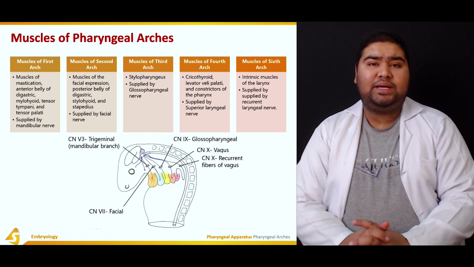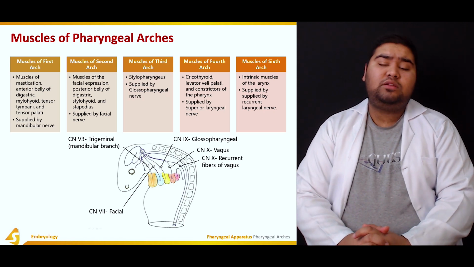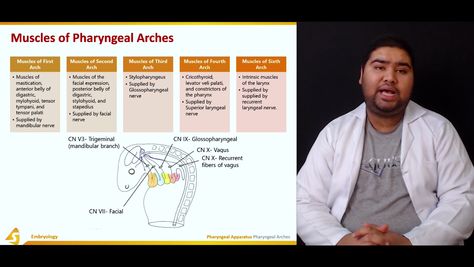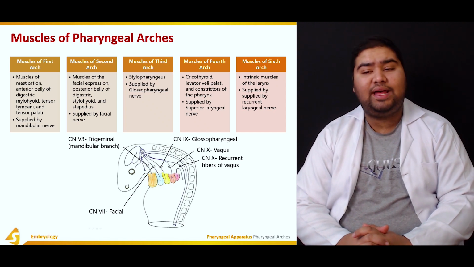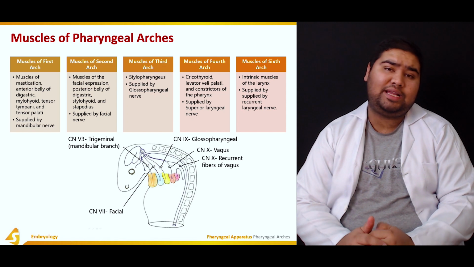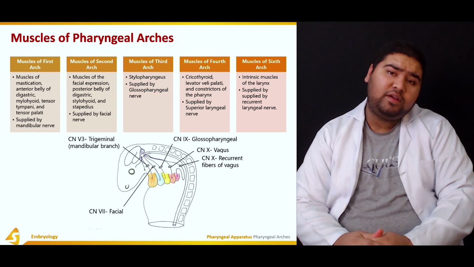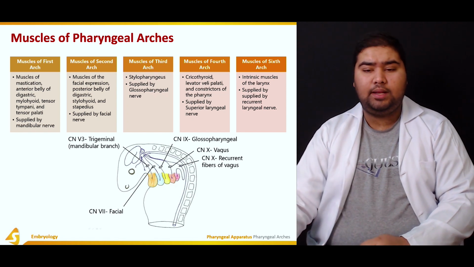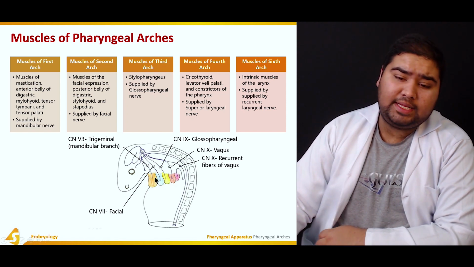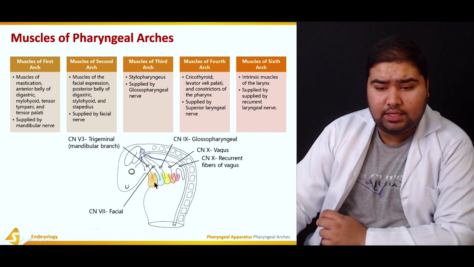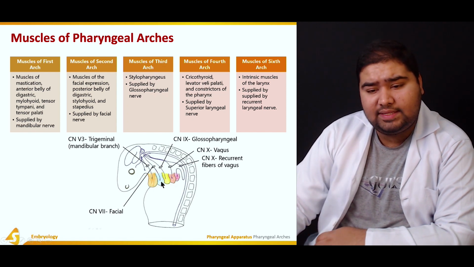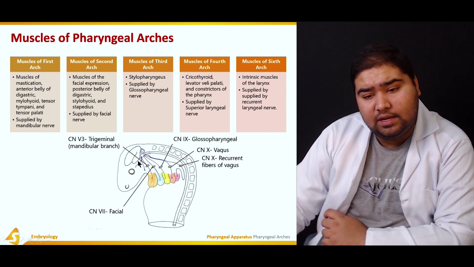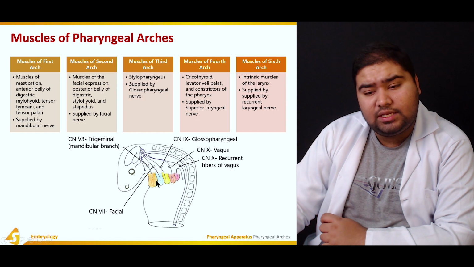And finally, we have the muscles of the sixth arch. The muscles of the sixth arch are known as the intrinsic muscles of the larynx. They're supplied by the recurrent branch of the laryngeal nerve. Recurrent laryngeal nerve is also a branch of the vagus nerve, the 10th cranial nerve. So in the figure, this in orange is the first pharyngeal pouch. In blue, we have the second pharyngeal pouch. So we can see the nerves that are supplying the pharyngeal pouches as well.